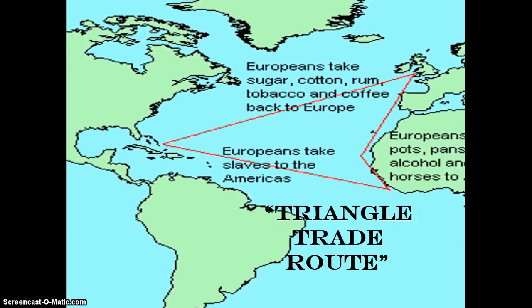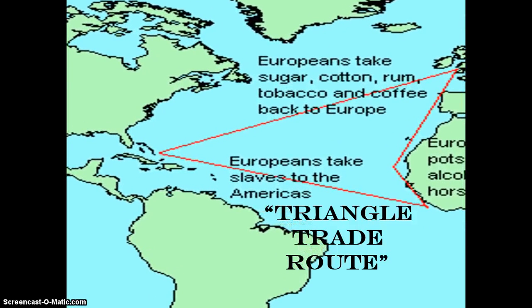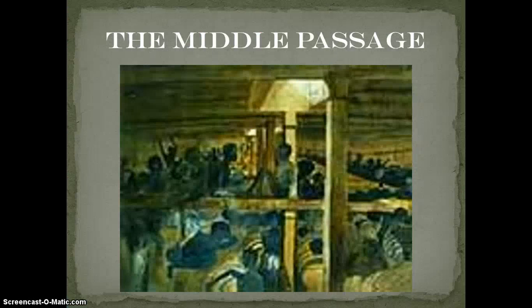Here's a map of what the triangle trade would have looked like. You can see that the slaves are brought along to the Americas from Africa, and then the slaves harvest things such as sugar, cotton, rum, tobacco, and coffee, which are brought back to Europe. The Middle Passage is where the slaves are taken across, and things that are traded for slaves in Africa include rum, pots, pans, horses. Basic things are traded for people, and they're brought to America on the Middle Passage.